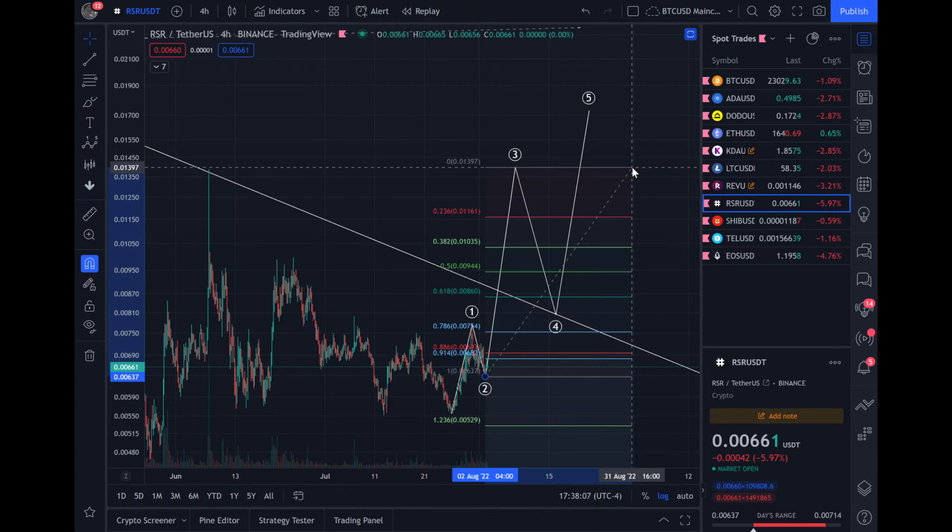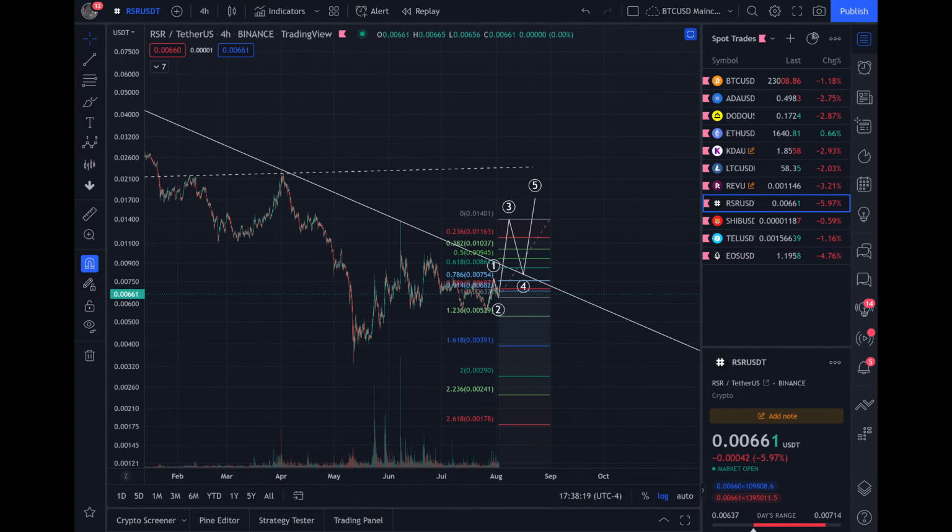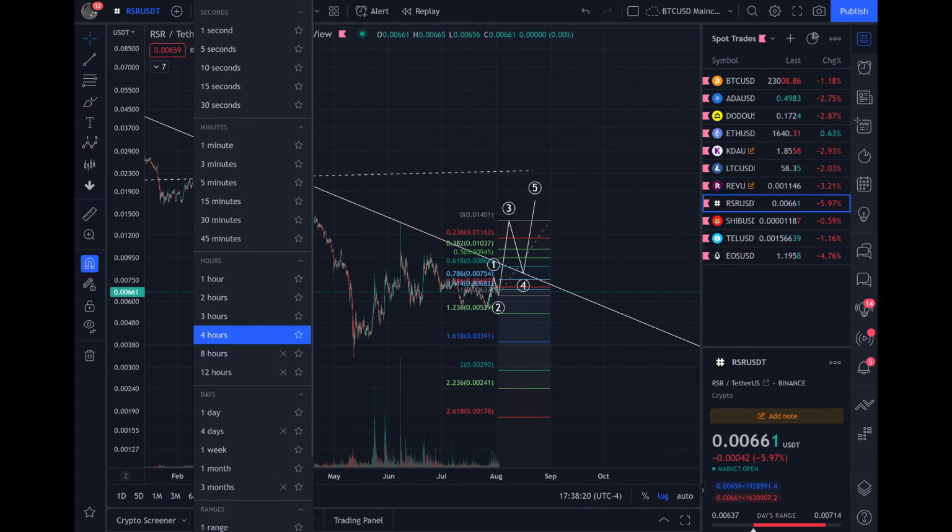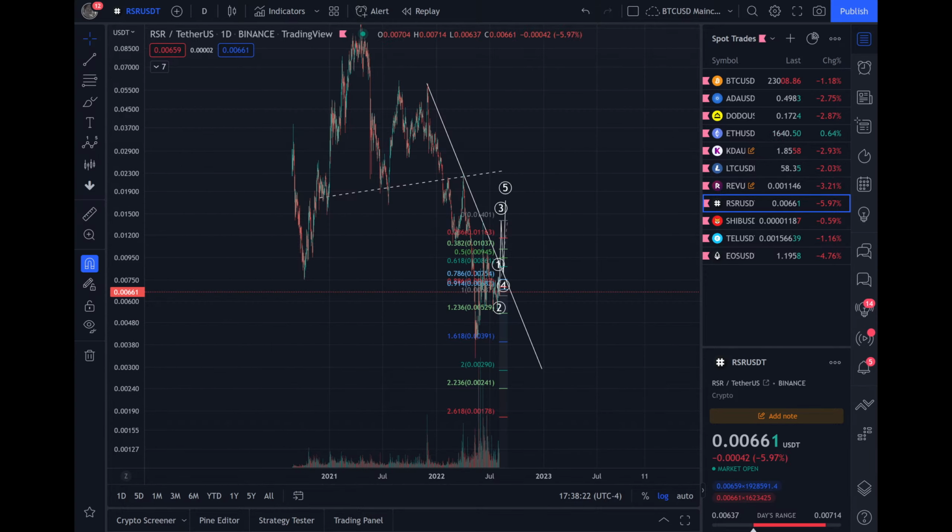I would say 1.4 cents. 1.4 cents thereabouts. I think we go up, we come back down with a sharp wave 4 retracement, because this is significant resistance right here. Let's go on the daily. I'm on the log, so this is valid.